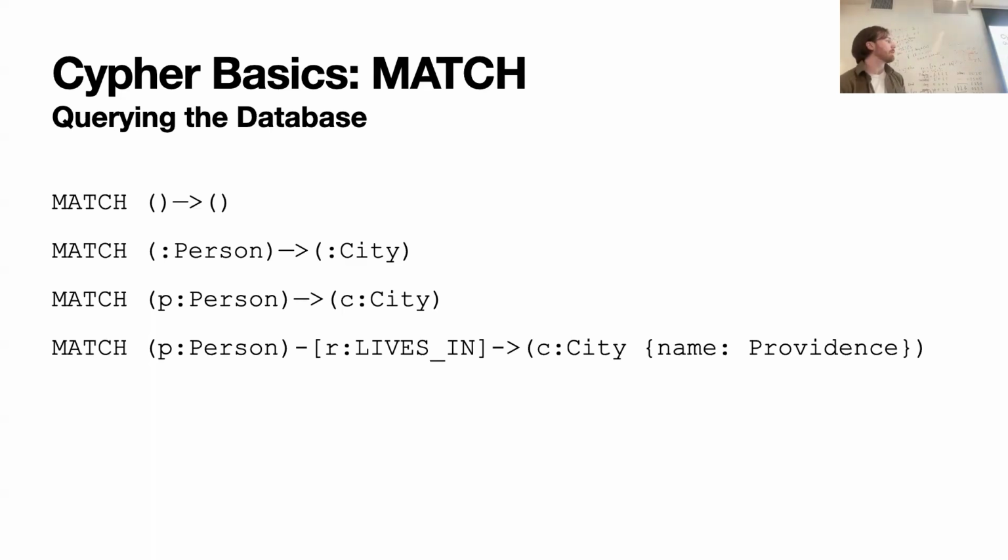We can do the same thing for relationships. So we can assign variables to a lives-in relationship. Relationships can have properties as well, just like nodes. So this is going to give us back all of the person nodes that live in Providence. So this is going to give us back all the people that live in Providence. Any questions on match?